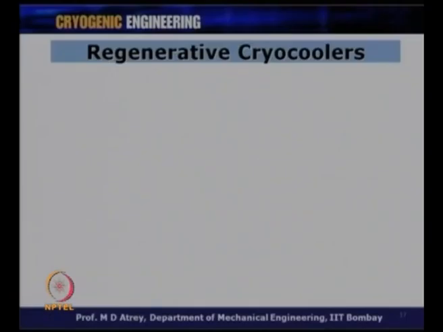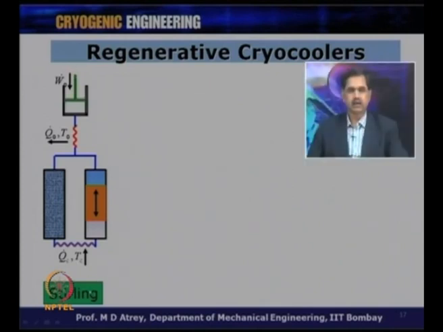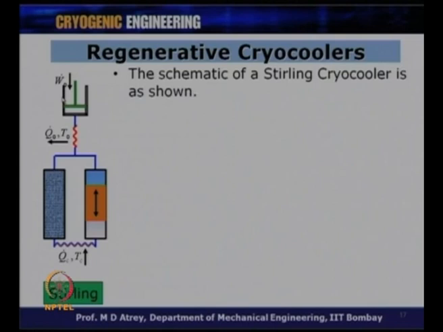So, the next type of cryocooler we have is the regenerative cryocooler. As I said, in the regenerative cryocooler we use regenerative heat exchangers, and they are of various types. Here we will deal first with what we call Stirling type cryocoolers, or Stirling cryocoolers. Here you can see the schematic is shown. We have a compressor here, and the compressed gas will come through the regenerator. This is the regenerative heat exchanger.